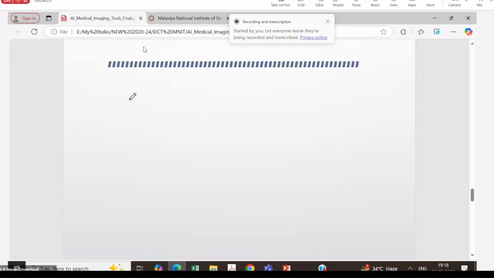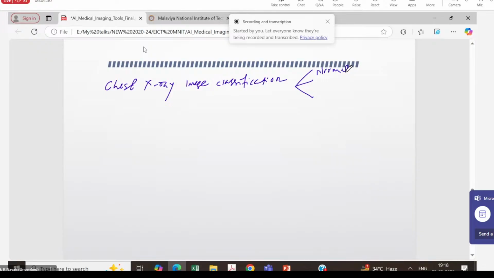So let me just write it down: the steps to be followed to implement this problem statement. It is just chest X-ray image classification. I hope my screen is visible. And there are three classes as I mentioned. One is normal, I mean healthy. The second one is COVID-19. And the third one is pneumonia. Right?